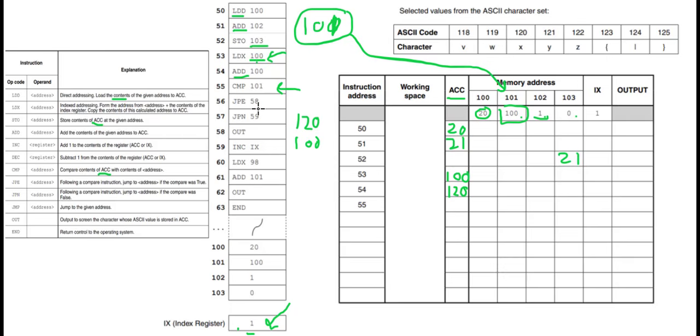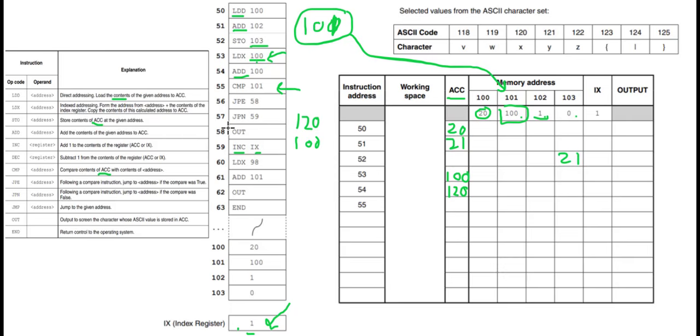Now, JPE is if they match, if it's true. JPN is if this comparison was false. Well, it isn't true, they don't match, so we're not going to do JPE. JPN, on the other hand, is what we need to do. So we're going to jump to 59. 59 then says we're going to increment the index register. So that's going to be really simple.